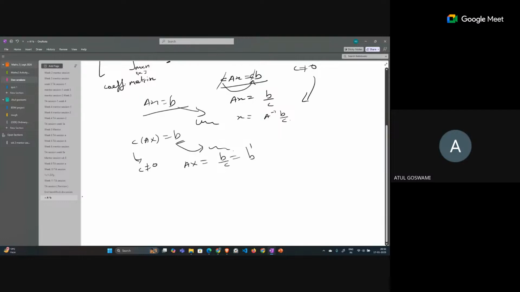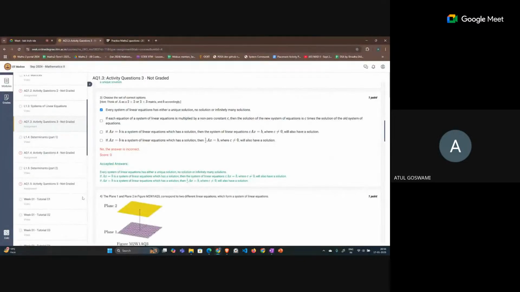Or you can say, you can multiply every entry of a by c. Then in that case b will remain unchanged. So both ways are possible. This question basically is not making any improvement here.